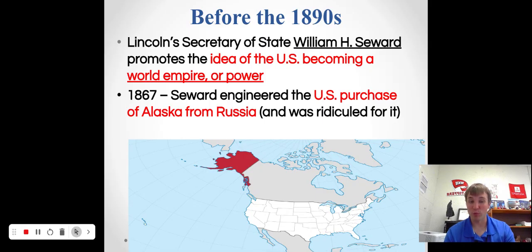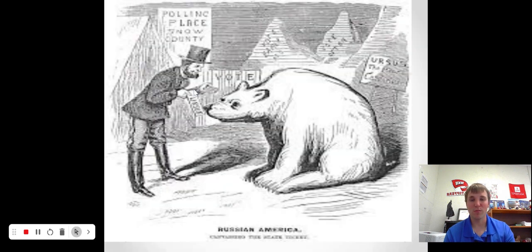It got the Russians out of our business in North America, which would prove to be great during the Cold War. But B, we discovered some great natural resources in Alaska. Which first off, sorry, I went too fast. But this picture right here, look at this. This is how people felt about Seward and the purchase of Alaska. This man is trying to get the polar bear to go and vote, implying that the only thing that's up in Alaska is polar bears. And it's called Russian America because, again, we got it from the Russians.